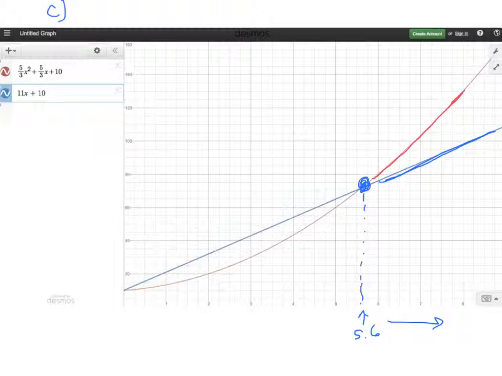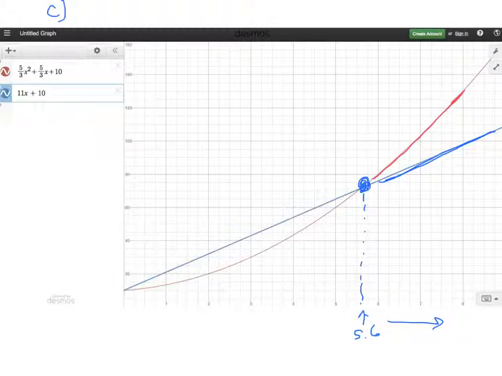Basically, at speeds greater than 5.6 miles per hour, running is more efficient. There's a more efficient way of using your oxygen, which is interesting if you're into exercise and things like that. So for speeds slower than 5.6, you're going to be more efficient using your oxygen at walking speeds. But for speeds greater than 5.6, you're going to be more efficient, or consume less oxygen, I should say, running than you would walking. So that's kind of how to interpret that part C.